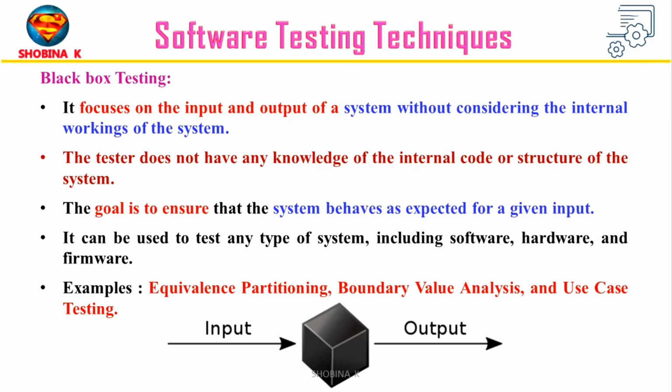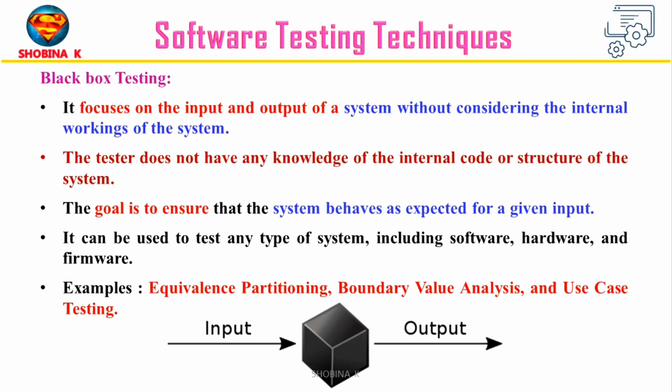Testers performing black box testing typically do not have access to the internal code or structure of the system. They operate based on the specifications, requirements, or user stories. The primary objective of this testing is to check if the system behaves correctly with different inputs without the knowledge of internal working. Black box testing can be applied to various types of systems, which include software, hardware, and firmware.